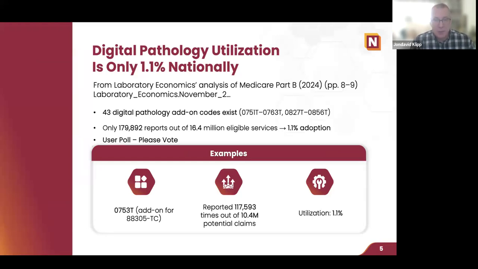So what I and Laboratory Economics have been doing for the past 2 years has been monitoring: what is the utilization of these 43 digital pathology add-on codes?